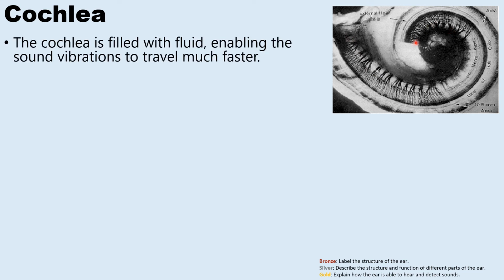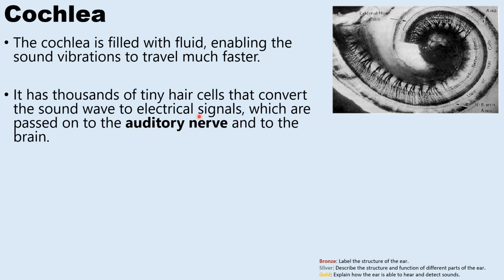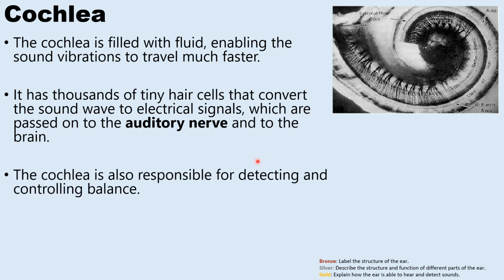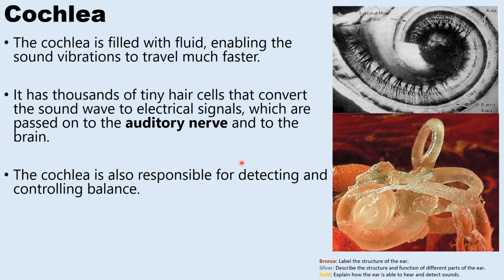The cochlea is filled with fluid, and that enables sound vibrations to travel much faster than it would in air. And it has thousands of tiny little hair cells which convert the sound wave to electrical signals, and that is passed on to the auditory nerve and then to the brain. And the cochlea is also responsible for detecting and controlling balance. So this is when if you get dizzy, so if you spin around really fast, the water in your cochlea will turn around and move around, and it will make you feel dizzy. So that is how the dizziness feeling comes about.